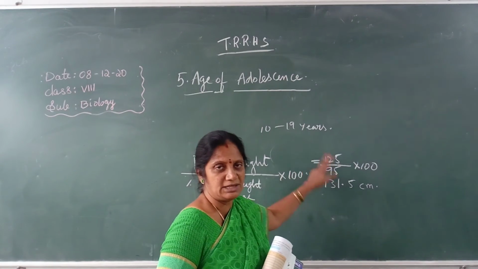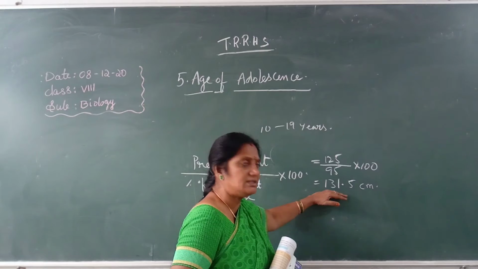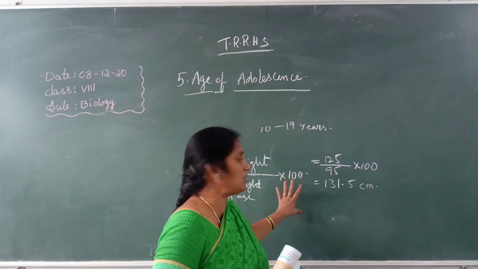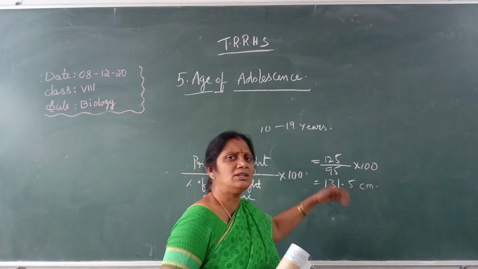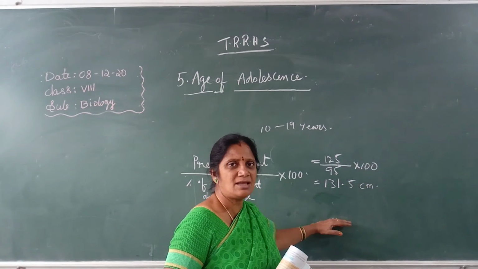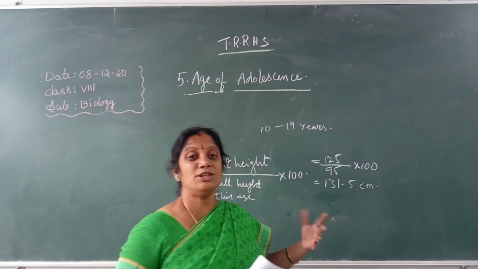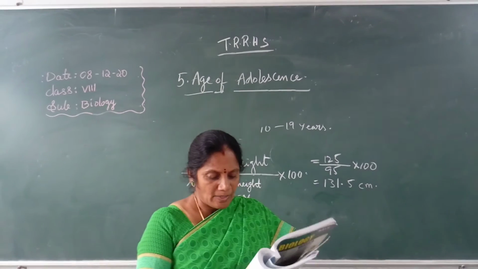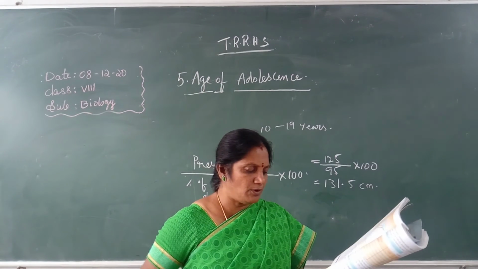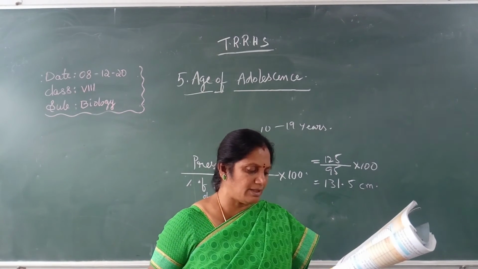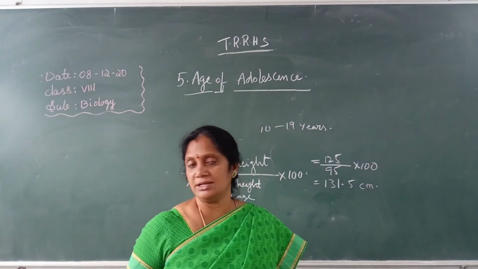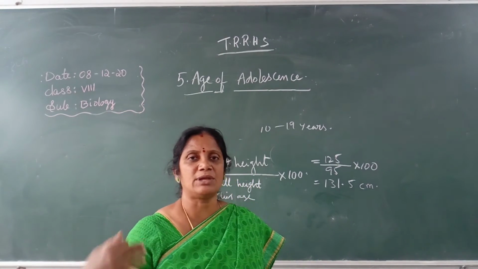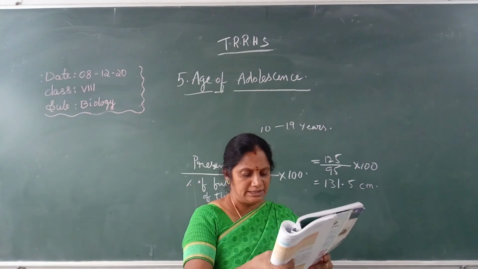At the age of 18 years, she may get this. This is assuming; we cannot say particularly she may grow like this, she may grow more than this or less than this also. But in this way, you can calculate your height. So use the information as given in table 1 and calculate the maximum height that you will reach at the age of 18.